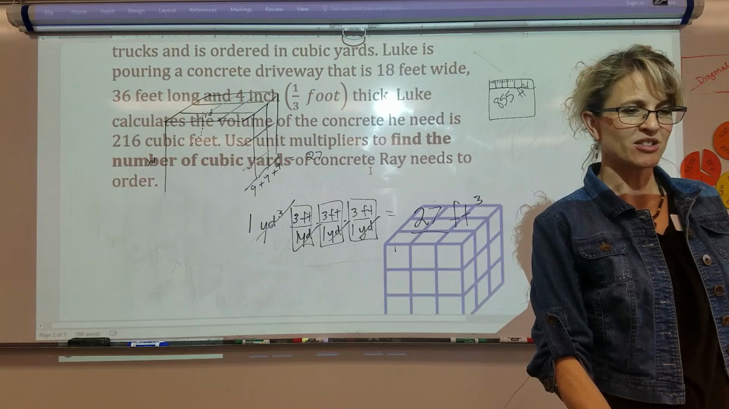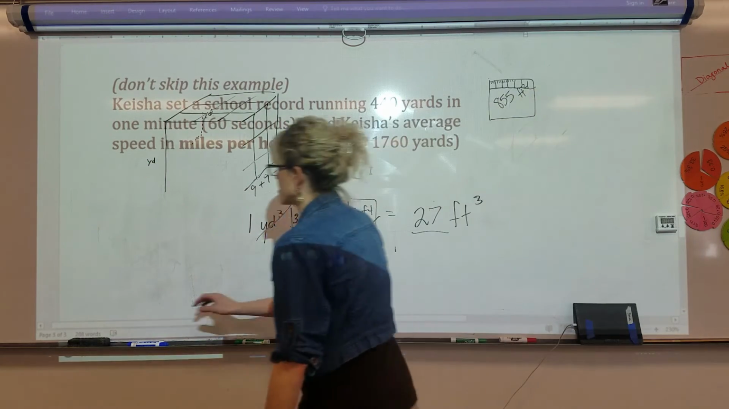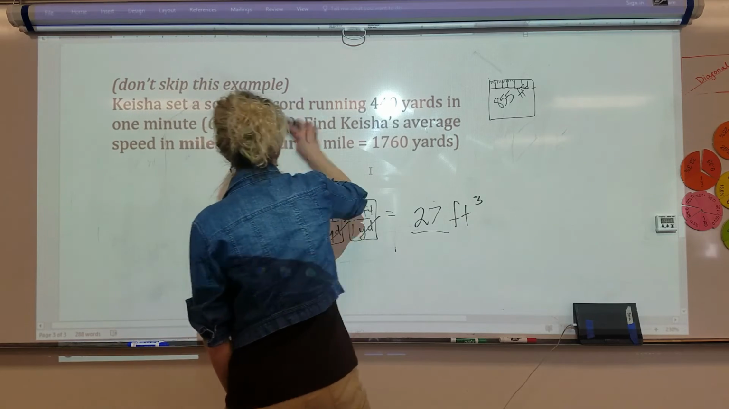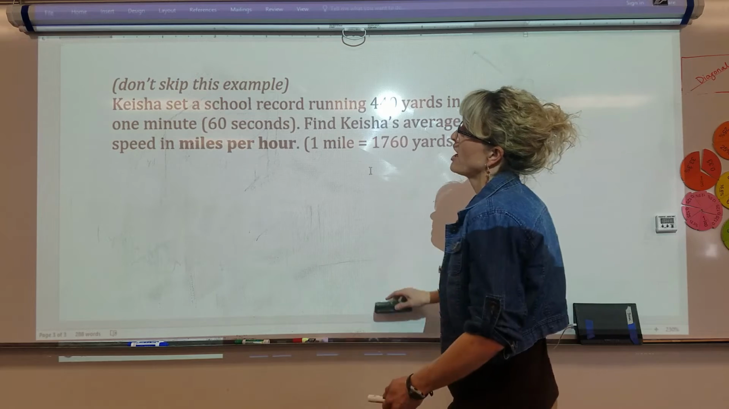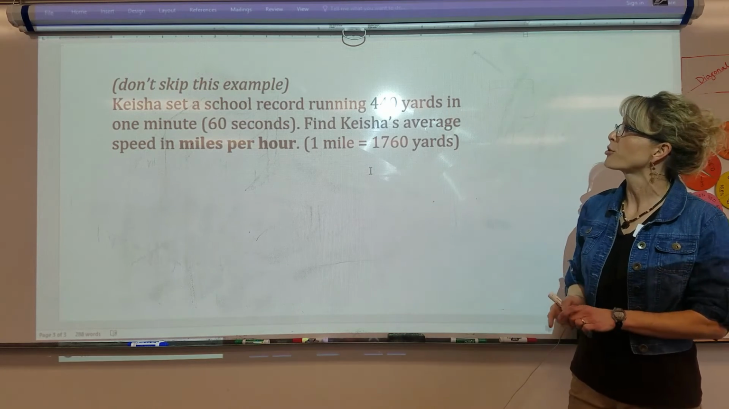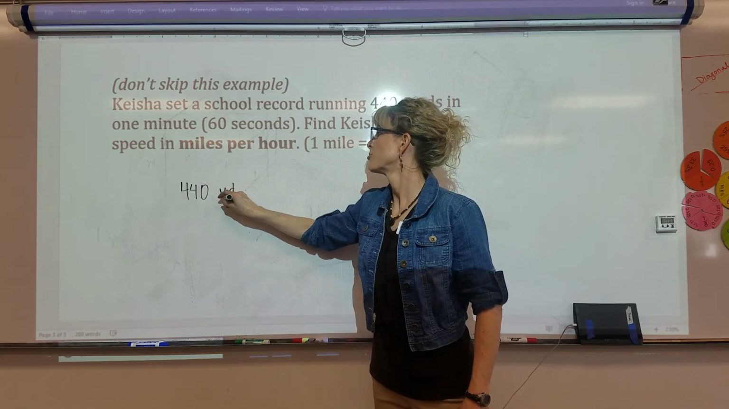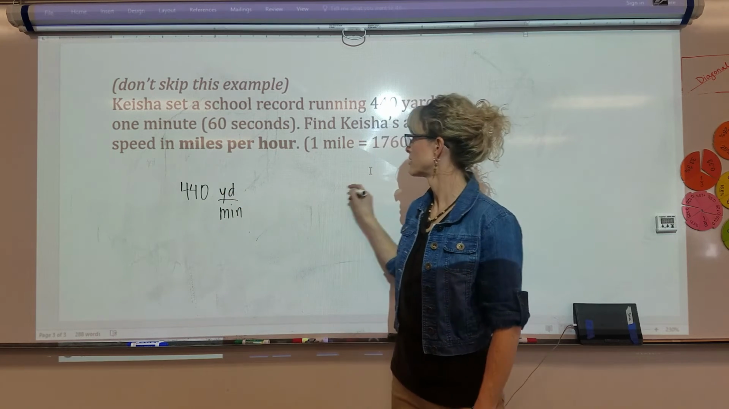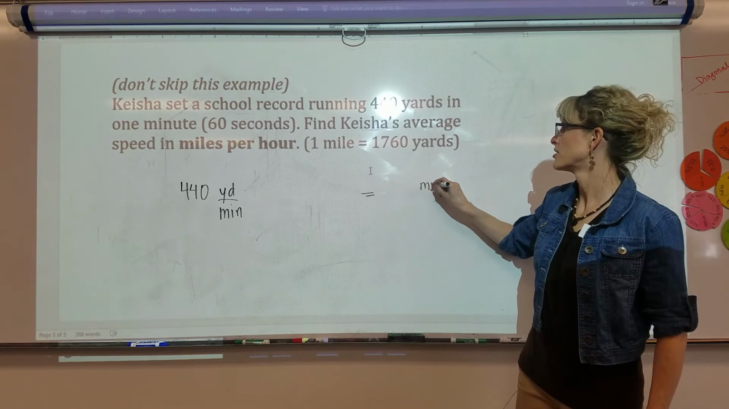Okay. We're going to skip that one, but we're going to go to this one. I put a note from last year. Don't skip this example. This is a really good one to do. To use multiple unit multipliers. Okay, Keisha set a school record running 440 yards in 1 minute. So 440 yards per 1 minute, which is 6 seconds. Find Keisha's average speed in miles per hour.